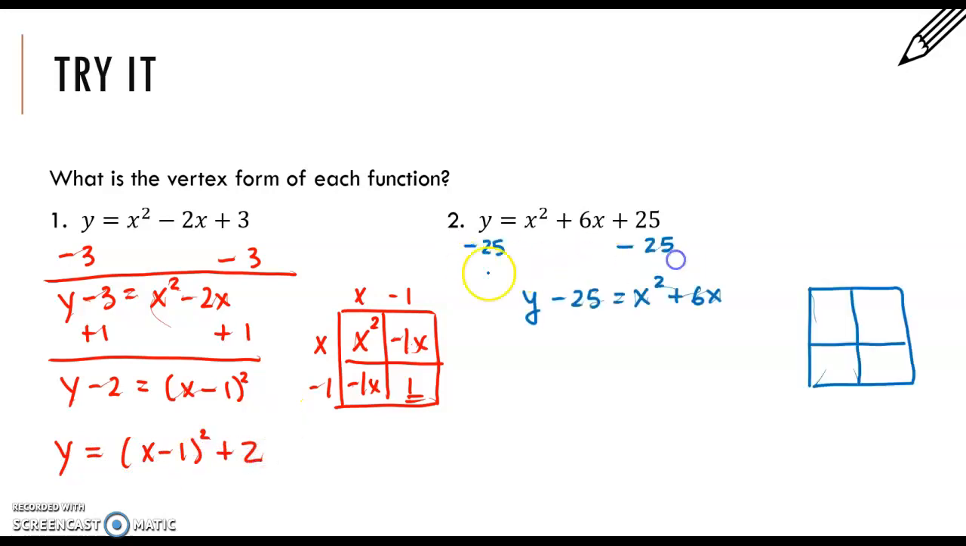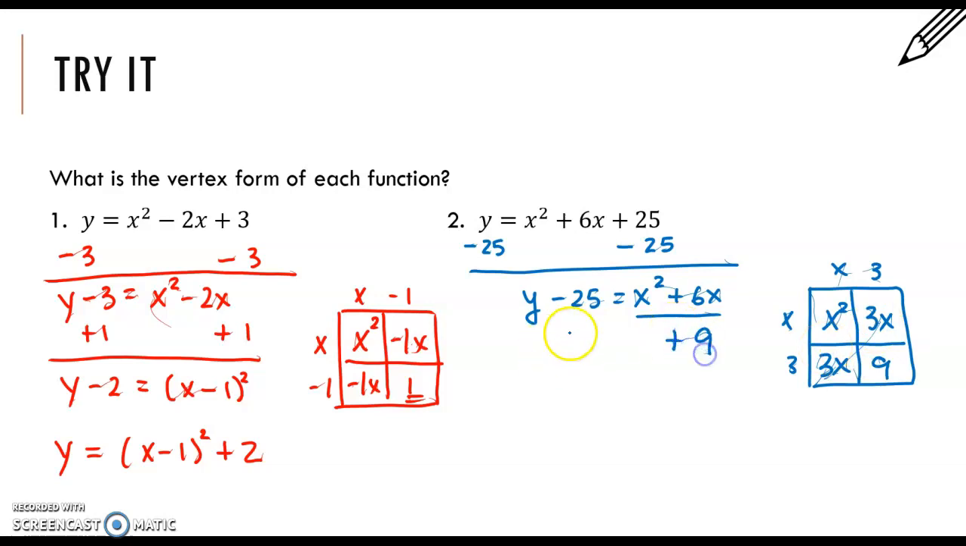The second problem, the first thing I want to do is subtract 25 from both sides of my equation. So I have y minus 25 is equal to x squared plus 6x. Then I'm going to go to a box so that I can complete the square for x squared plus 6x. When I divide 6x into two equal parts, they're both 3x. And so that means that my constant that I have to add is 9. I'm going to add 9 to both sides of my equation.